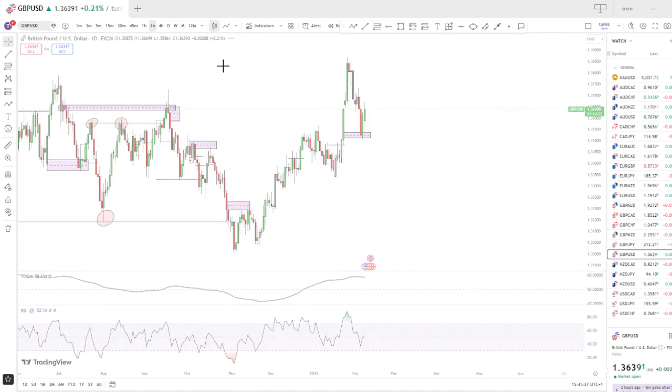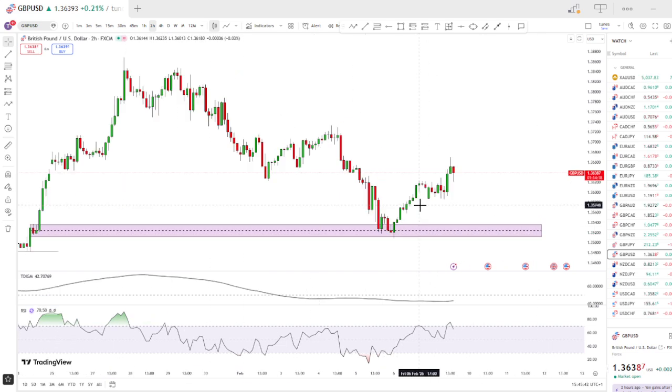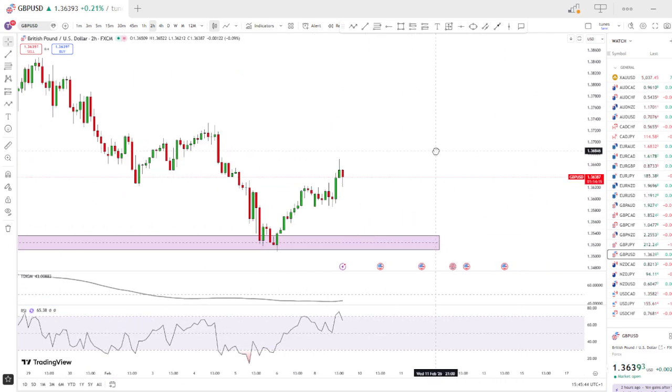All right. So GBP USD is basically the same as Euro USD. Remember we talked about this region and we saw again just a very, very small ripple. We saw that buy happening from there.